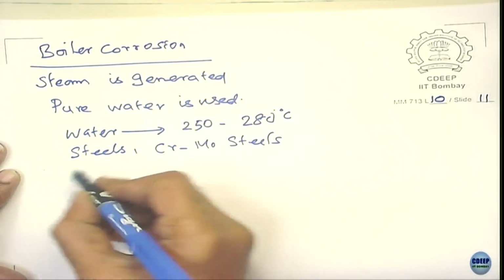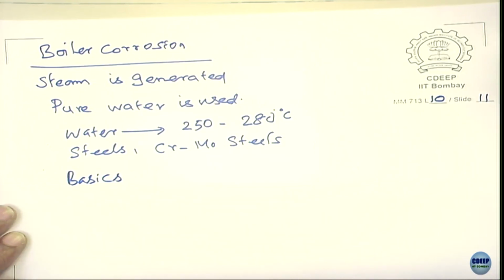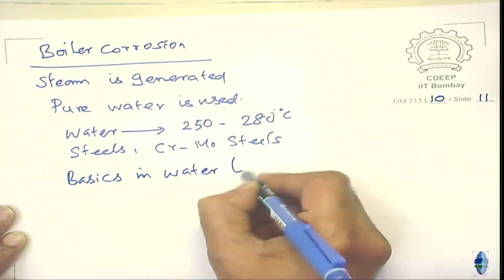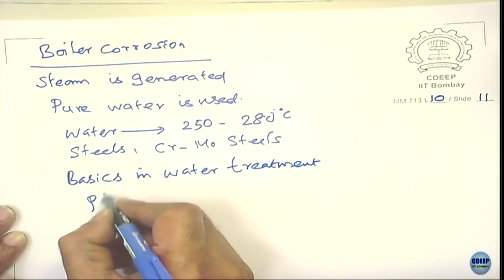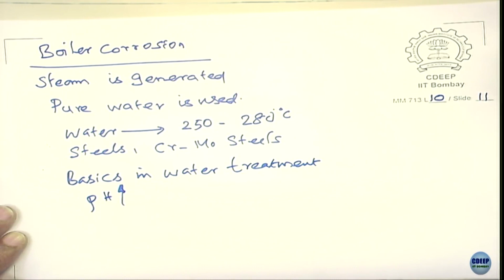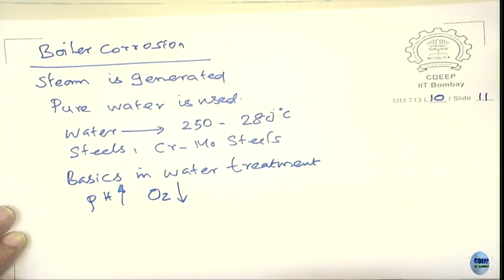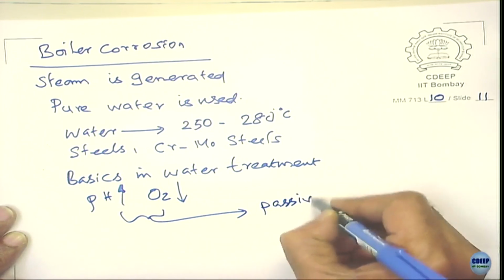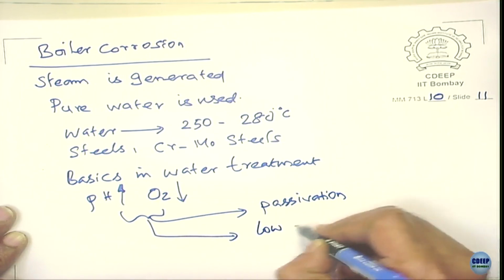So when it comes to boilers, these are the basics involved in water treatment. pH is increased, then what happens? Oxygen level is also reduced, and both of them lead to passivation, and also lead to low cathodic reaction.